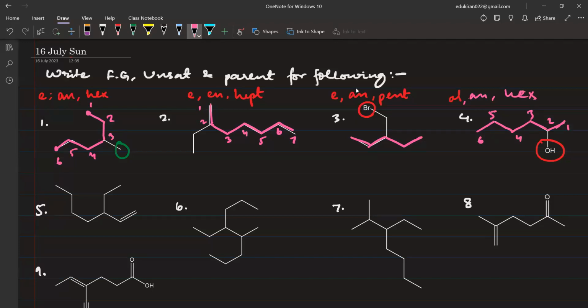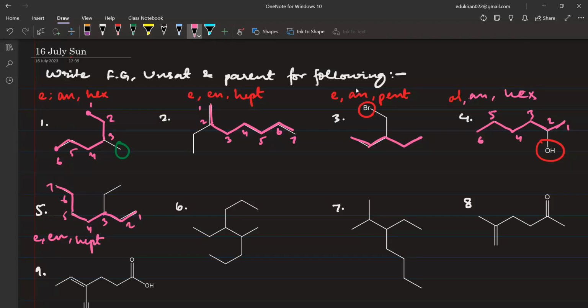In this case it will be again e because there is no functional group. Then there will be en, and for the parent carbon chain I will start from here. This is the parent carbon chain. So it will be 1, 2, 3, 4, 5, 6, and 7. So it will be hept.